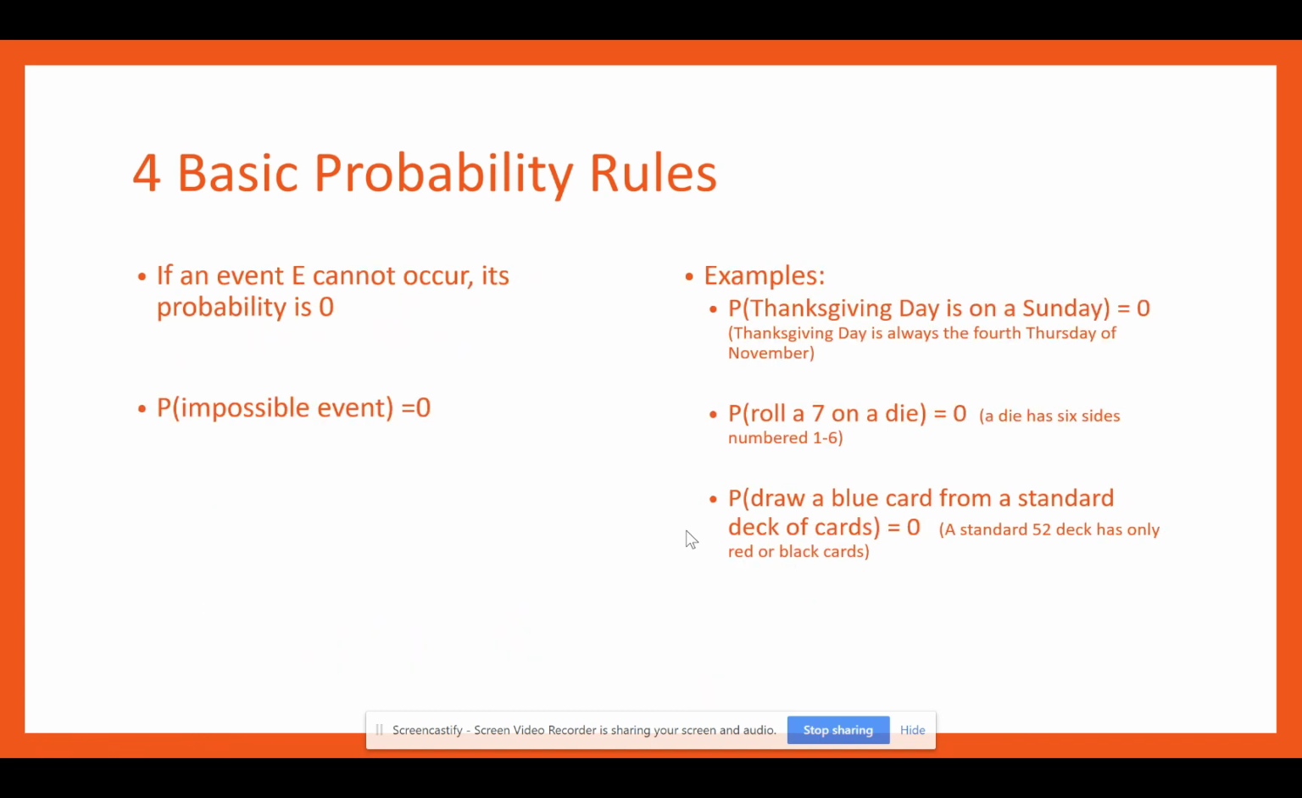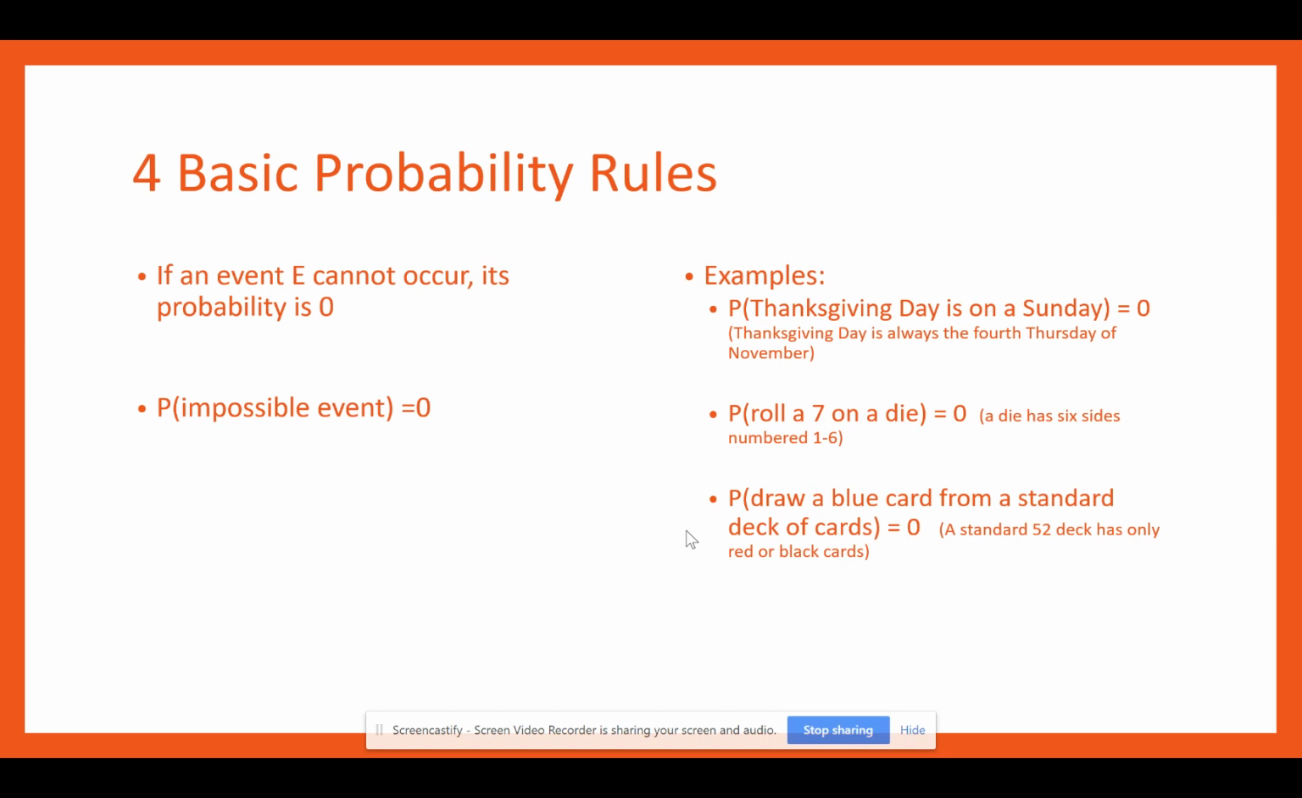The second property says that if an event cannot occur, its probability is 0. So the probability of an impossible event would be 0. For example, the probability that Thanksgiving Day is on a Sunday is 0. Thanksgiving Day is always the 4th Thursday of November.